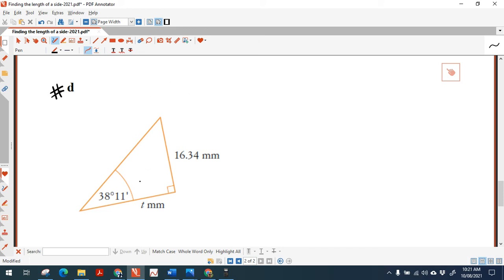Okay, so let's label the sides. Here's my angle. This is the opposite side. This is the adjacent side. This is the hypotenuse. All right, now obviously there's only two sides we're working with. It's the opposite side and it's the adjacent side. So thinking back to your SOHCAHTOA, opposite and adjacent, if you come over here, it's going to be tan, isn't it? Tan is what we're looking at.